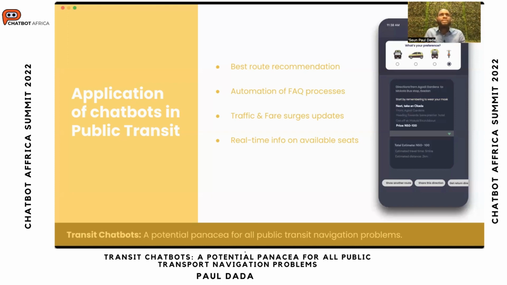Or some information can be communicated, saying, okay, there's been a 10% increase of the fare on this route based on A, B, C reason. You get it, right? And the next point is real-time information on available seats. This is definitely possible, for you to know how many seats are available on a particular bus.